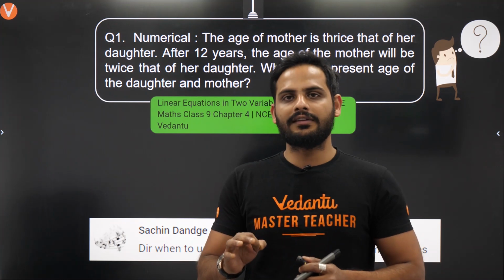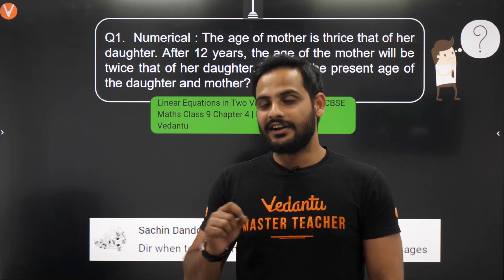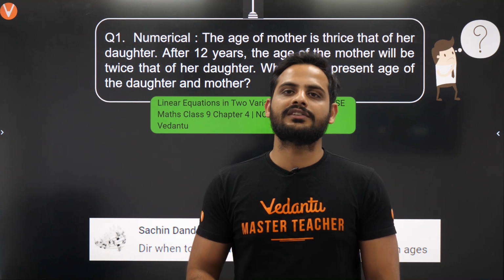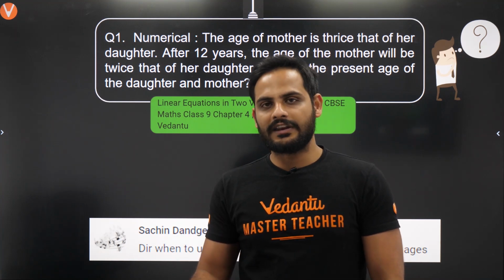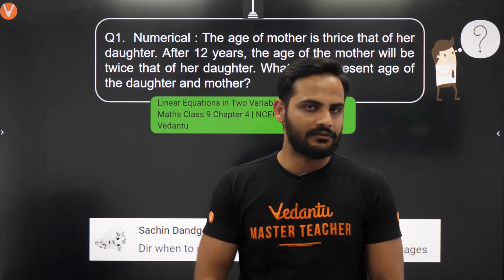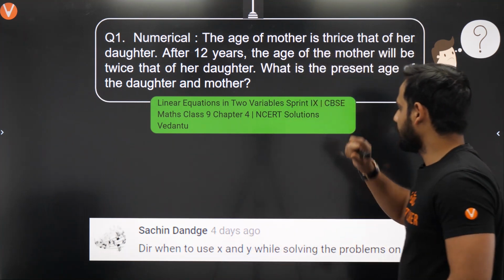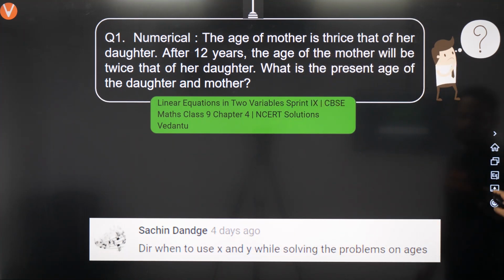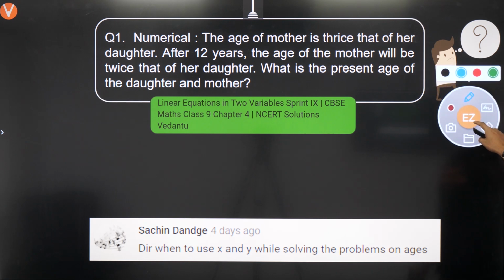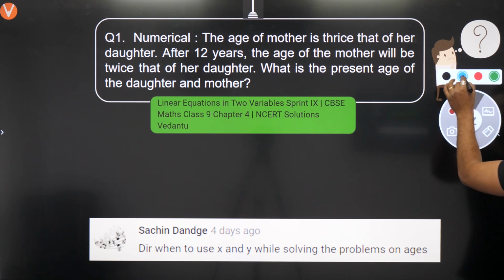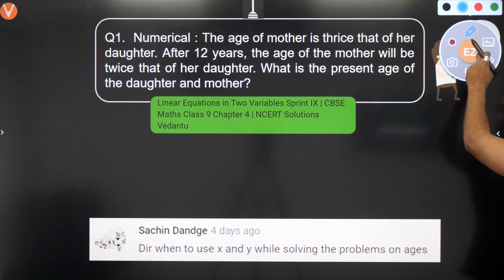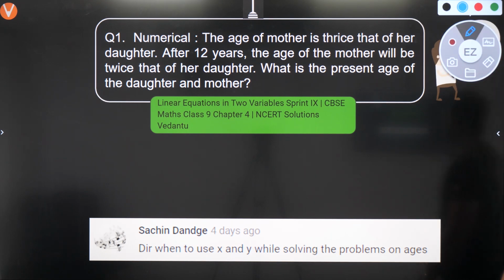The more important thing is, if there are two variables which are not related at all to each other, you will use linear equation in two variables. Otherwise you can use linear equation in one variable also. So particularly for this question, bachcho, I will first solve it with linear equation in two variables, and then I'll explain whether it can be solved with linear equation in one variable or not.